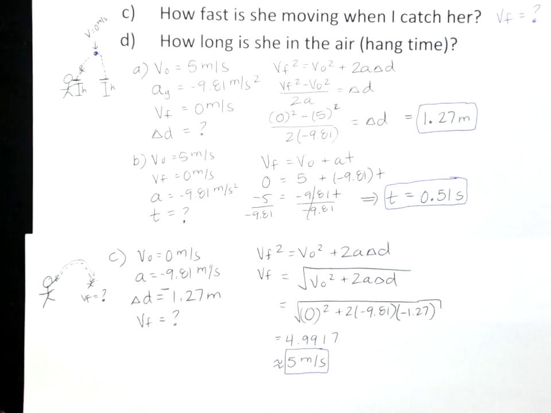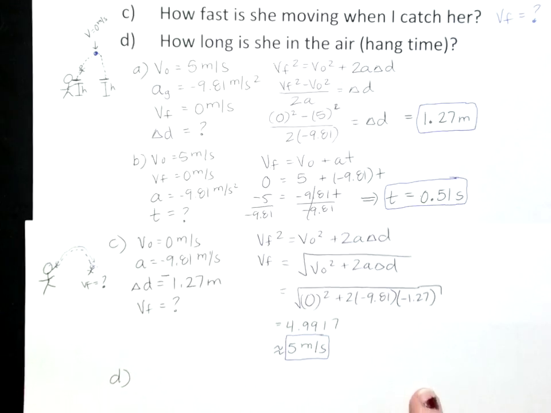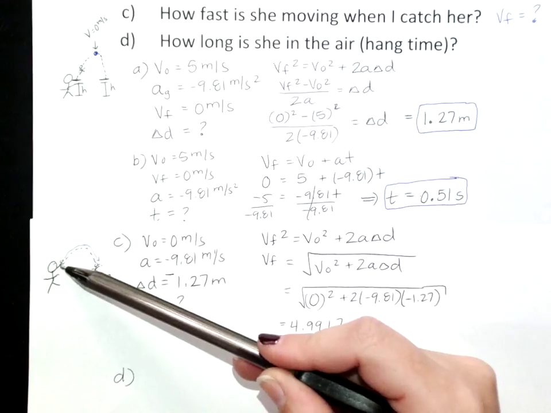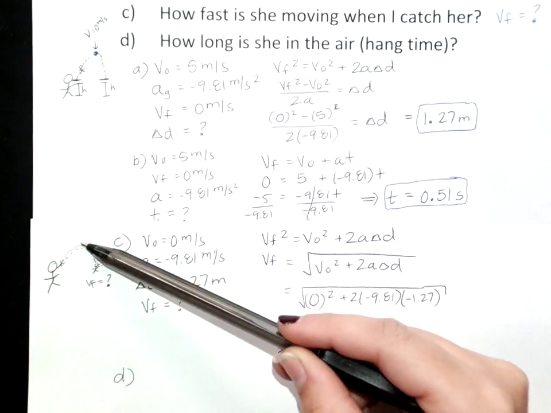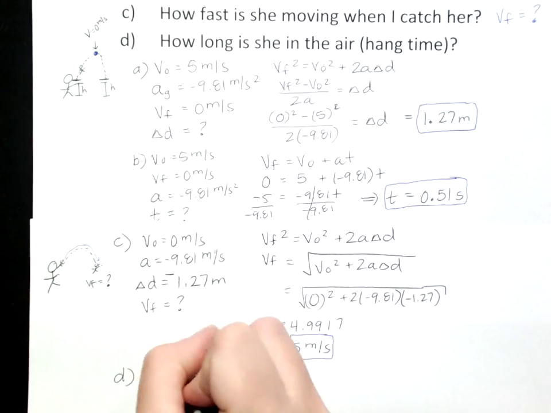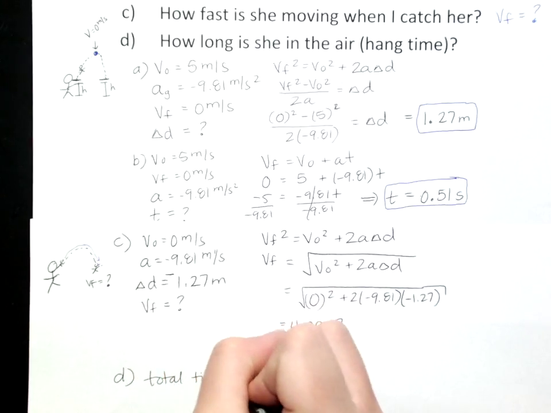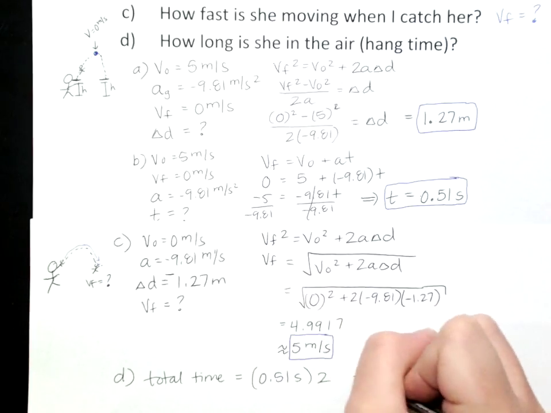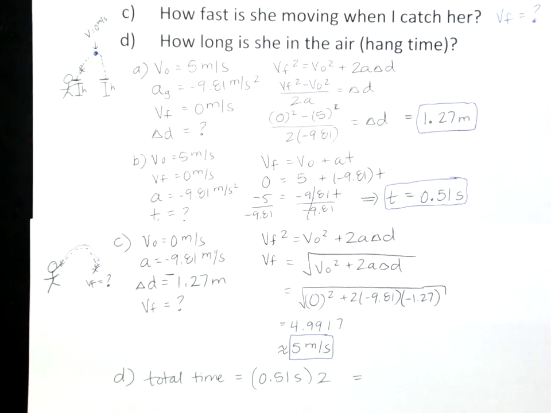Okay, the last question is how long is she in the air? So what is her hang time? Well, in order to find part D, which is her hang time, it is just going to be twice the amount of time that it takes. So if it took her 0.51 seconds to get to the top, that means it's going to take her 0.51 seconds to get to the bottom. So total time is equal to 0.51 seconds times 2, which gives us a little over a second. So 1.02 seconds. That is her hang time.